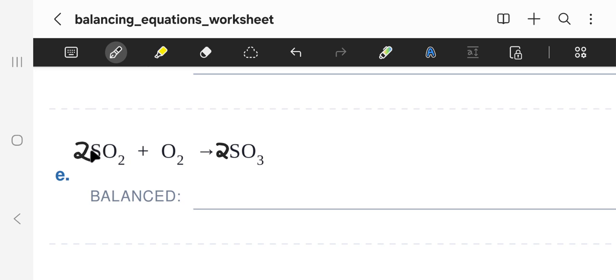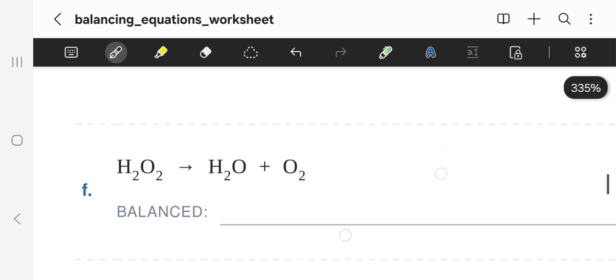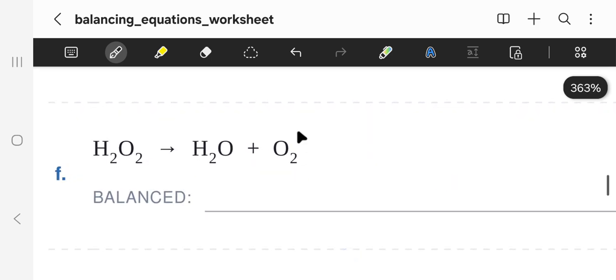It makes me have 2 sulfurs on the left, 2 sulfurs on the right. Then how many oxygens? I have 2 times 2 oxygens. That's 4 oxygens plus 2 oxygens. That's 6 oxygens. And this side I have 2 times 3 oxygens. That's 6. So the equation is now balanced. I hope, guys, you get that. And now let's have a look at this one, F.